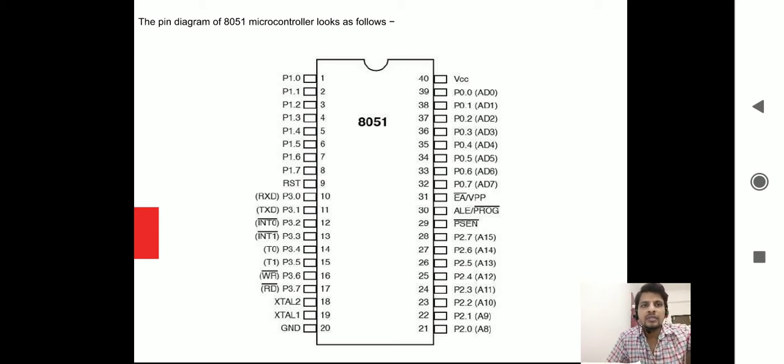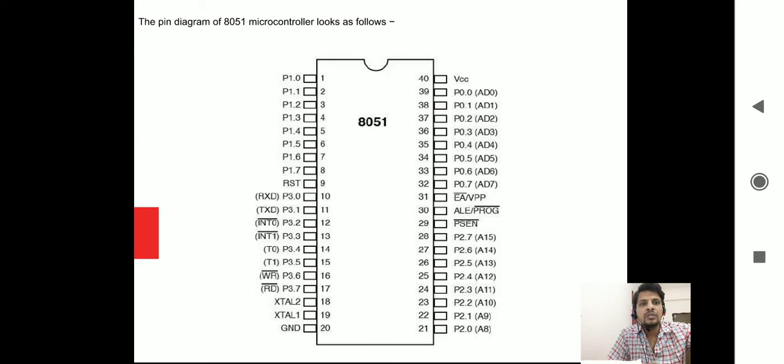First of all, I am starting with pins 1 to 8. These pins 1 to 8 are also known as port 1. This port does not serve any other function. It is an internally pulled up bidirectional input output port.